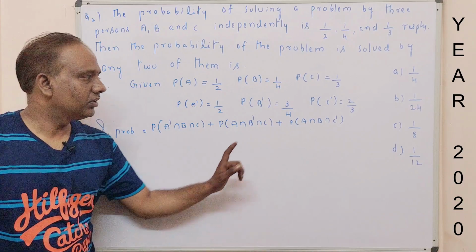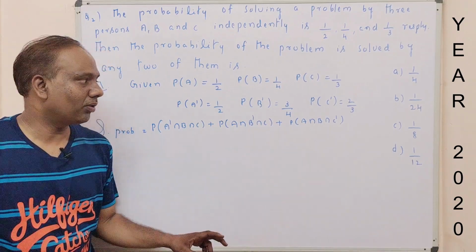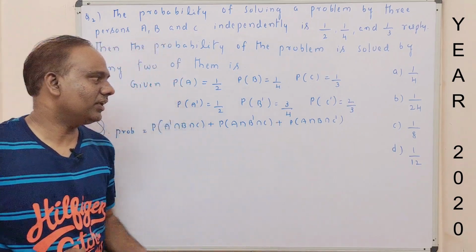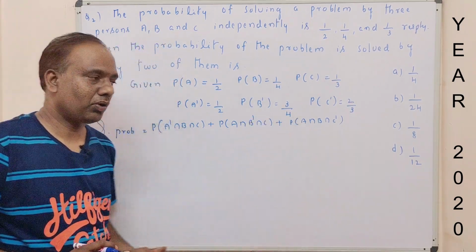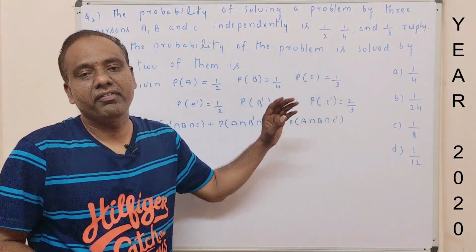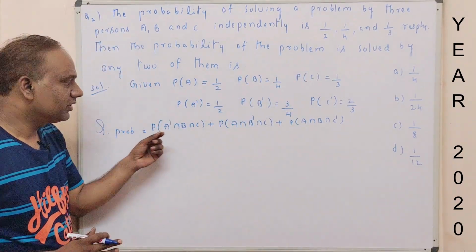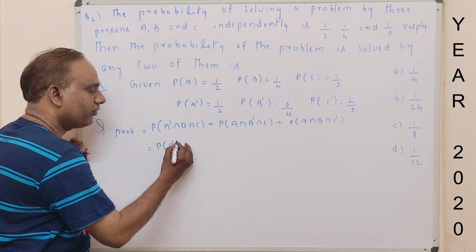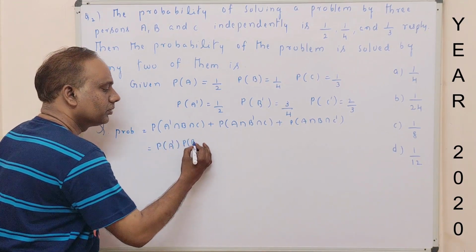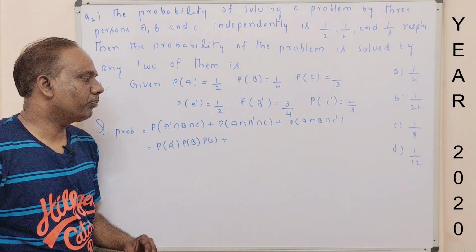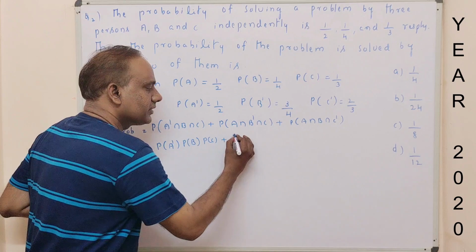So here B dash does not solve the problem, here C dash does not solve the problem. That is the meaning. The remaining two solve the problem. Here A, B, C are independent events. So independent events means it can be written as P of A dash into P of B into P of C.